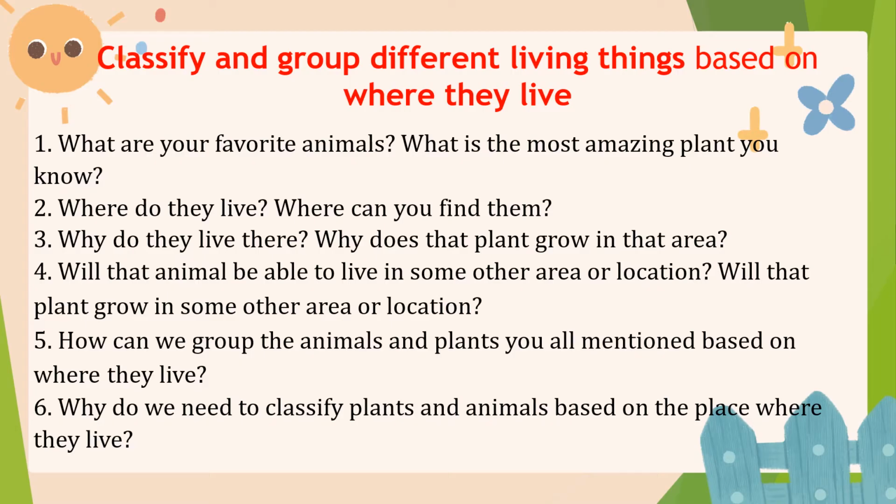Do you think your favorite animal could survive somewhere else? Like, could a dolphin live in a forest? What about a cactus? Could it grow in a swamp? Okay, so these questions help us understand how we can group animals and plants based on where they live. So for example, we might put ocean animals together and forest animals in a different group.